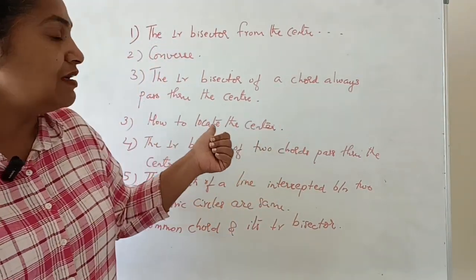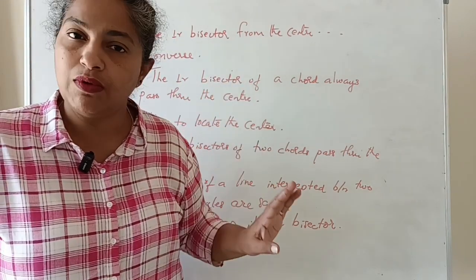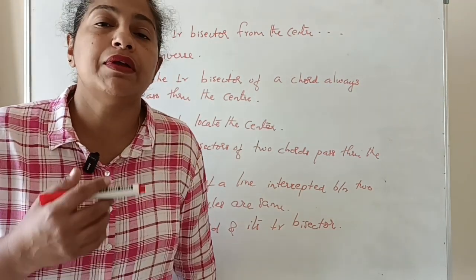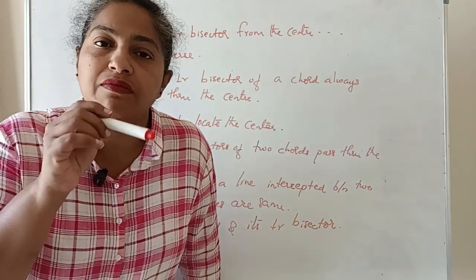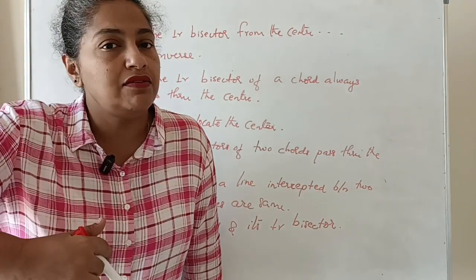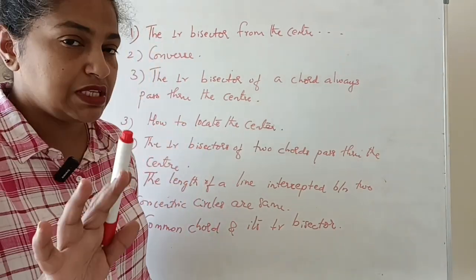Then we learned how to locate the center: draw the perpendicular bisectors of two chords and they will inevitably pass through the center. Now we proved how the perpendicular bisectors of two chords will always meet at the center and not at any other point. We took an arbitrary point O dash and then we showed that O and O dash have to be along the same line, or they have to be the same point basically.